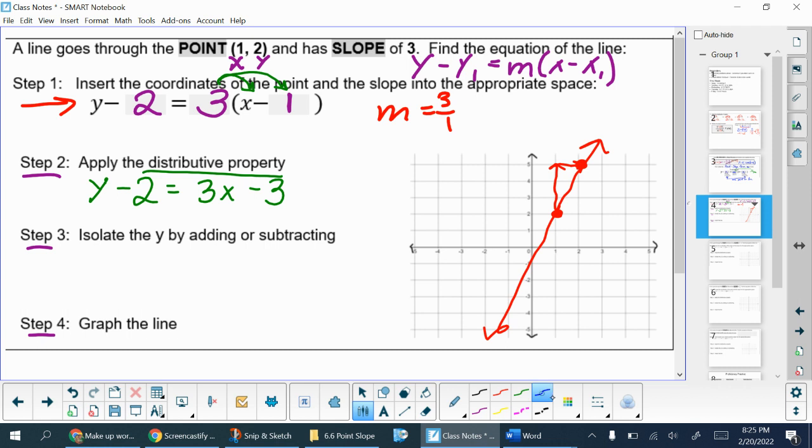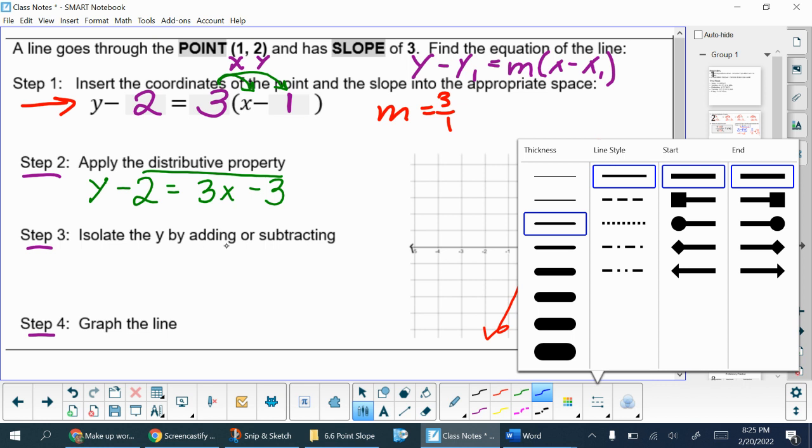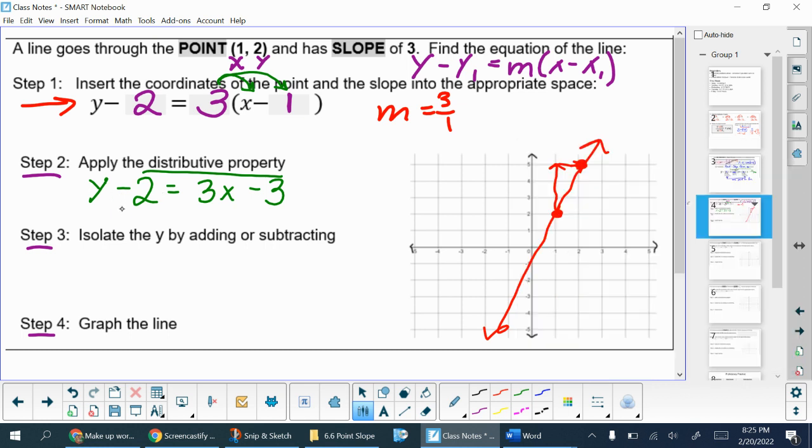And then at this point, what I can do is isolate the y by adding or subtracting. I want to get to the point where this y is the only thing on the left-hand side. Well, I see y minus 2. The opposite of minus 2 is plus 2. So I'm going to add 2 there. I'm also going to add 2 on this side. Those will cancel out to leave me just y.